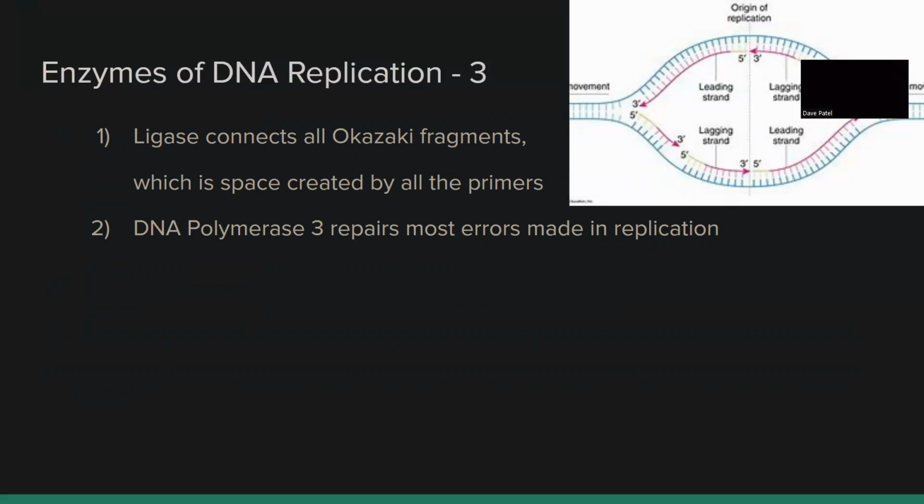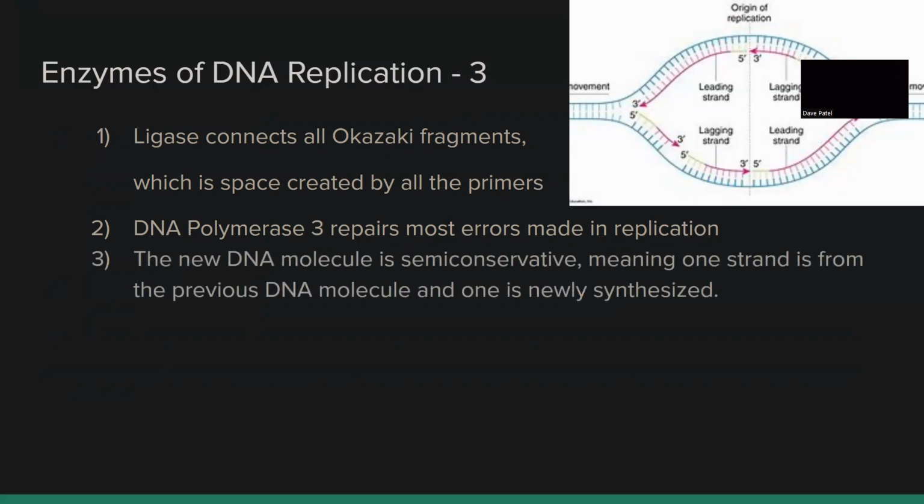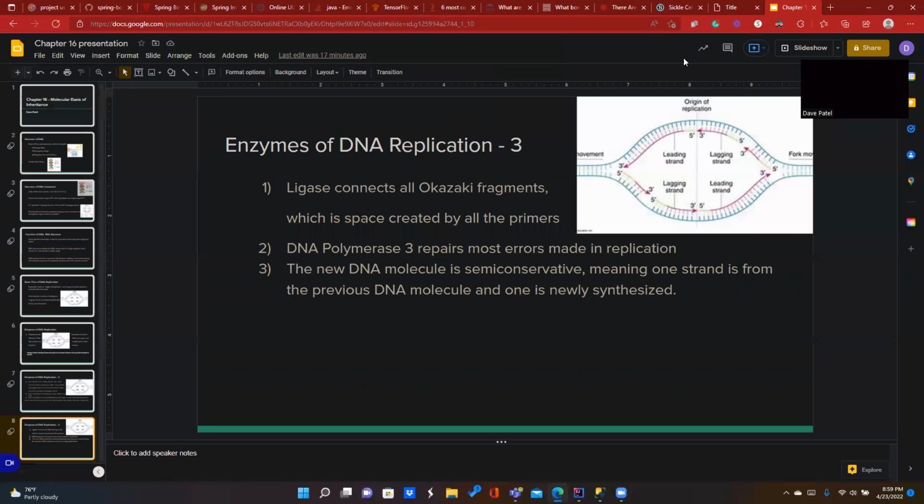And then DNA polymerase 3, and I think there's another enzyme that does this, but I don't remember what the name is, basically repairs a lot of the errors that are made in replication by going back and correcting those errors. The new DNA molecule that is made is semi-conservative, meaning one strand is from the previous DNA molecule before it's replicated, and one is synthesized. So that's pretty simple to understand. That is the entire slide.